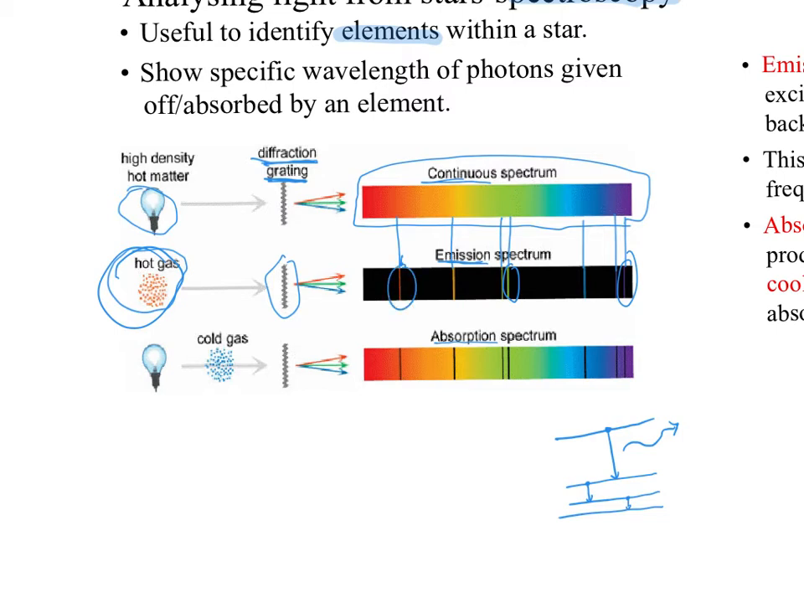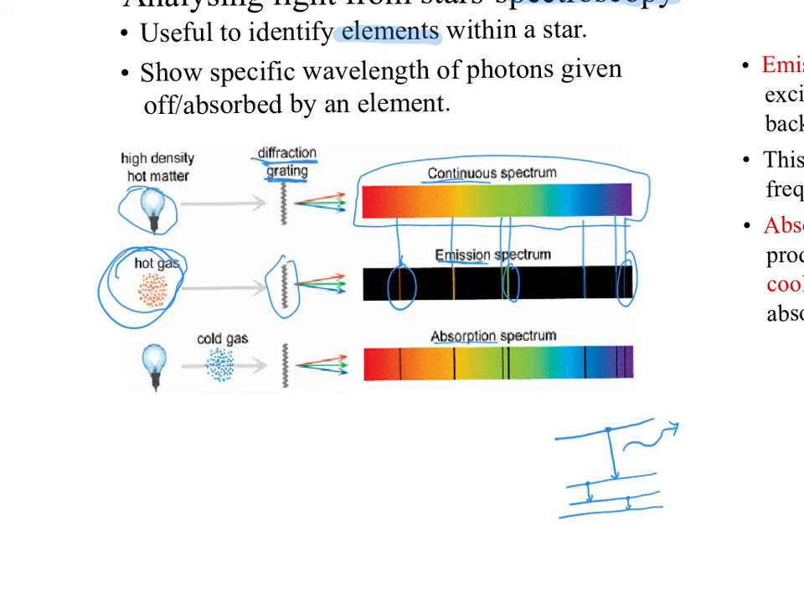With the emission spectrum, you already have something that's excited, the gas of an element that's already excited, and as it de-excites, it drops to lower energy levels, which emit photons that we can see on the visible light spectrum of the electromagnetic spectrum.